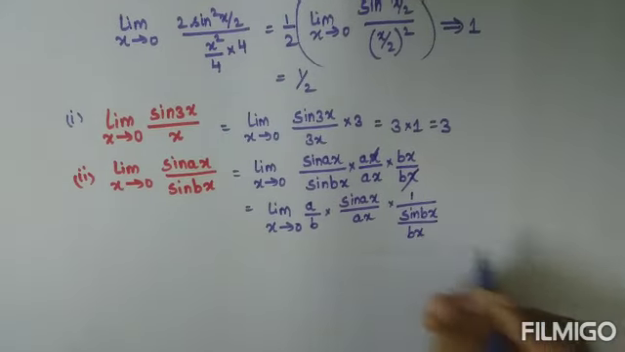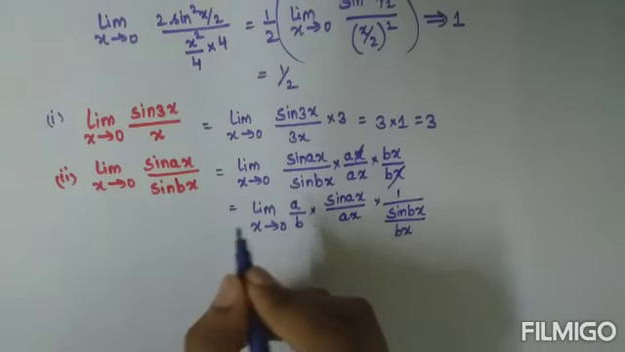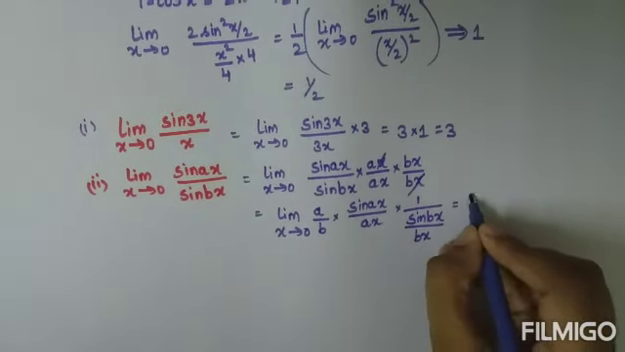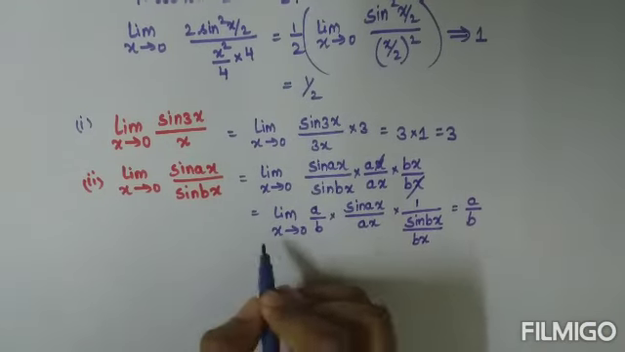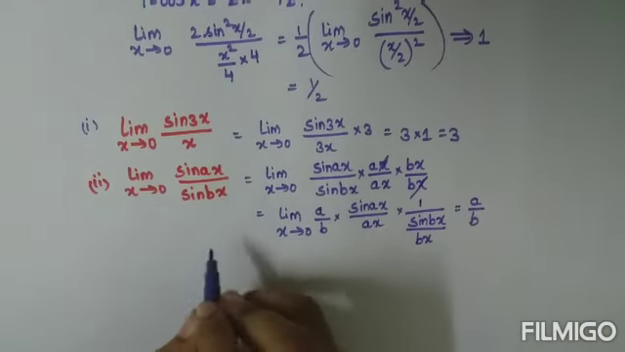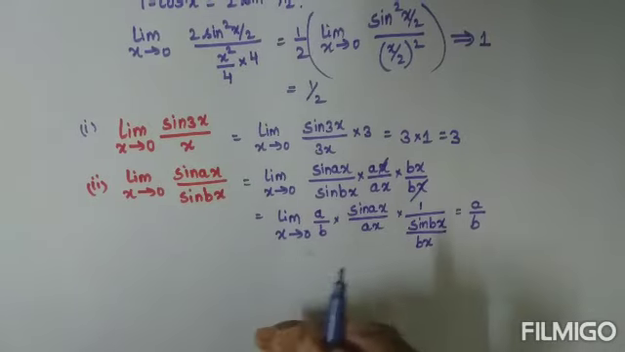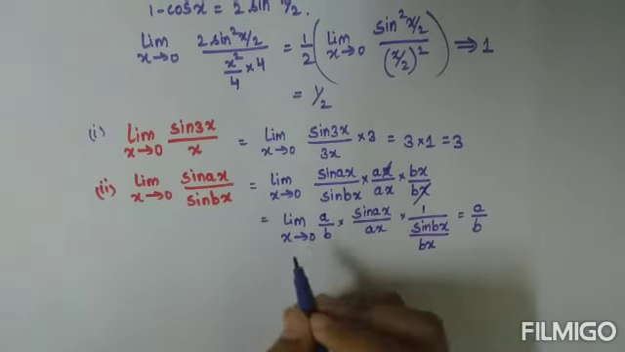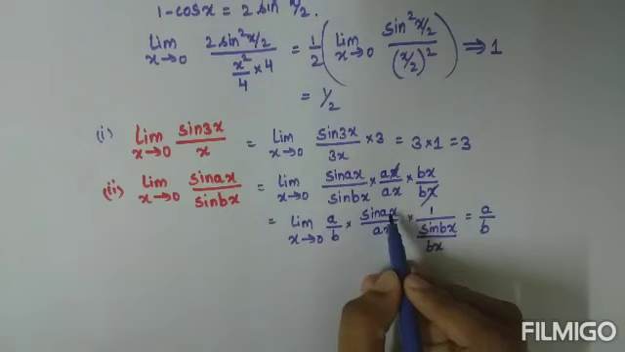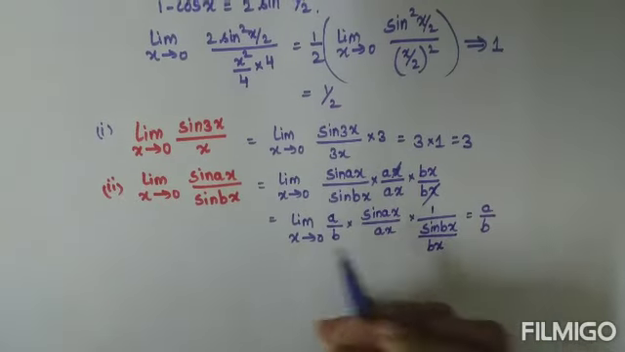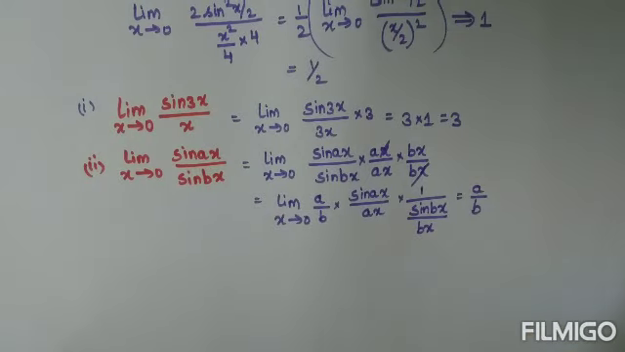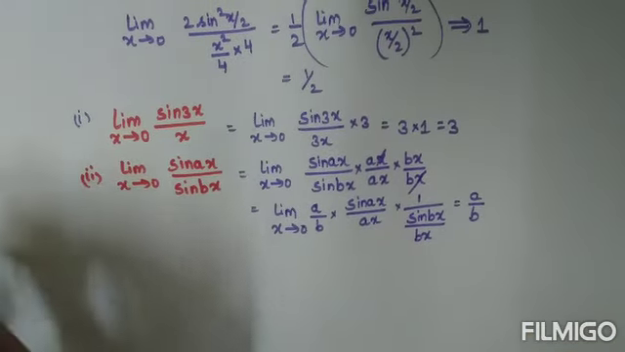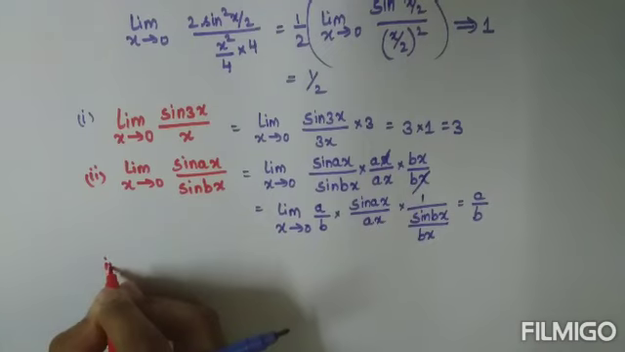So now by algebraic properties of limits, we can write this as a by b, since limit x tends to 0 is nothing but limit ax tends to 0, and bx is also tending to 0. So limit x tends to 0 sin ax by ax is 1, and limit x tends to 0 sin bx by bx is also equal to 1. Now let us see one more.